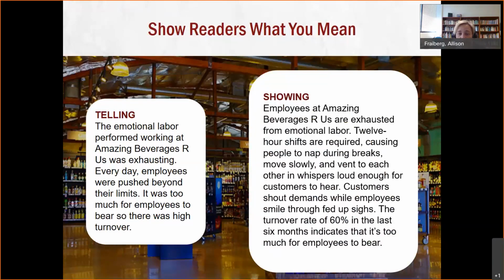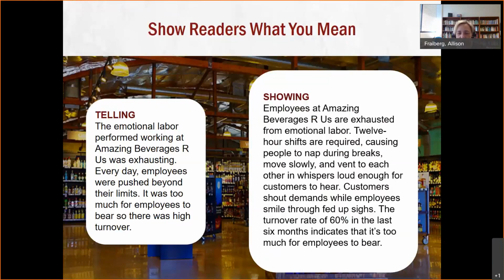Here's how I rewrote it. Employees at Amazing Beverages R Us are exhausted from emotional labor. 12-hour shifts are required, causing people to nap during breaks, move slowly, and vent to each other in whispers loud enough for customers to hear. Can you see that? Can you hear that? Are you experiencing that?